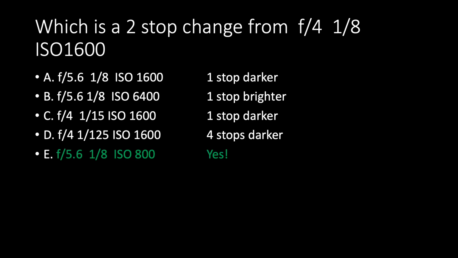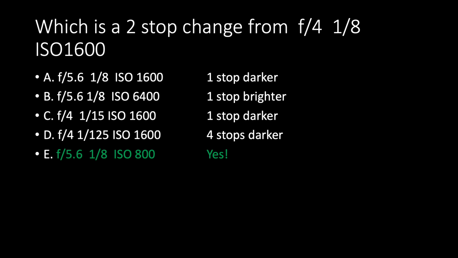Well, we'll start with the f-stops. We go from f4 to f5.6 in answer A. Is that a change? Yes, it is. How much of a change? It's 1 stop, and it's 1 stop darker. 1/8 of a second to 1/8 of a second is no change, and the ISO stays the same. So our net change here is 1 stop darker.